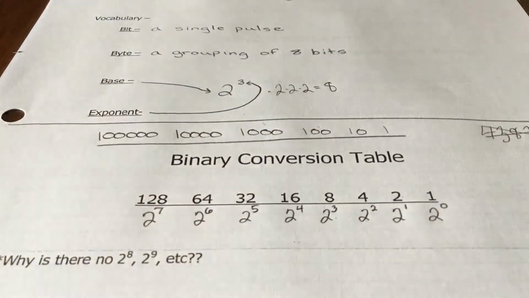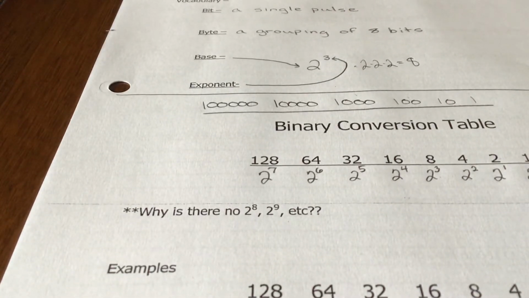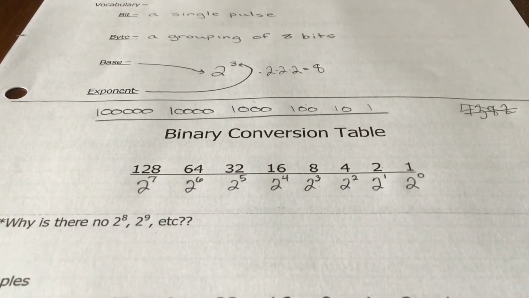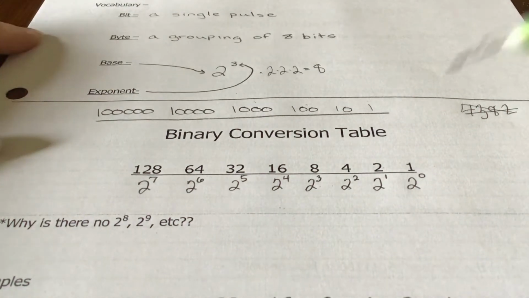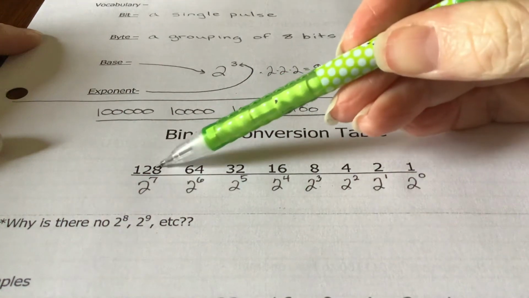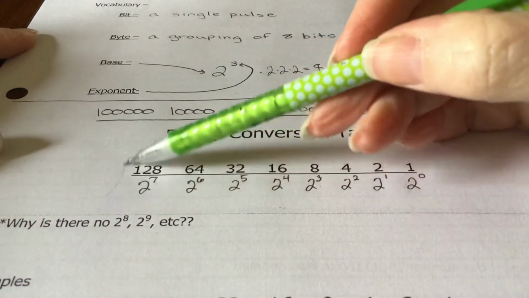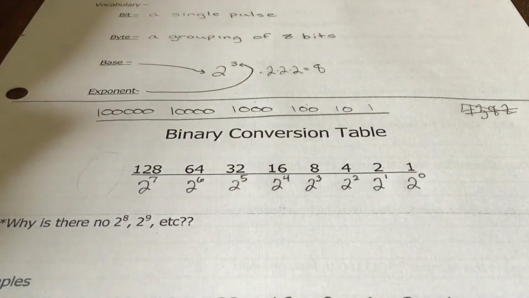Okay? So my very first little question here is, why is there no 2 to the 8th, 2 to the 9th, 2 to the 10th? Remember, we talked about our definitions up here, that a byte is a group of 8 bits. And if we count these, 1, 2, 3, 4, 5, 6, 7, 8, there's 8. There's no 9th or 10th place in a byte.